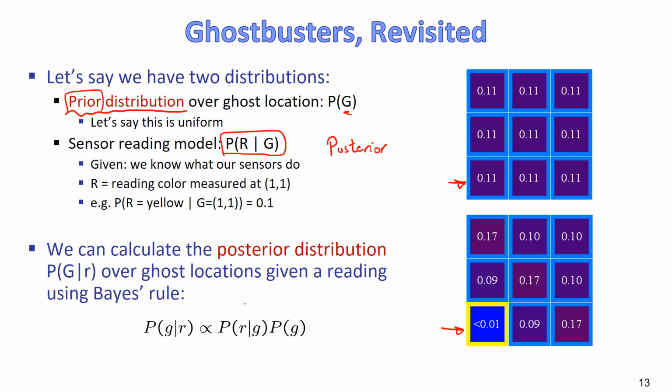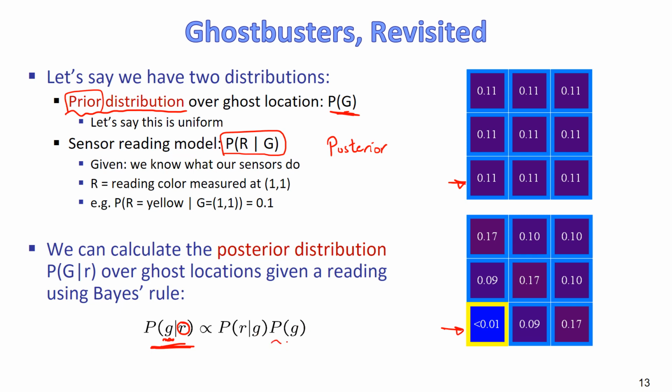Why is that? Because now I am computing P of G given R. Here it was the probability of G, that's the prior distribution, without knowing anything. Here I started to see some evidence, some readings. So my belief about G changed. Changed based on what? Based on Bayes' rule. If you remember, G given R is proportional to the probability of R given G times the probability of G.